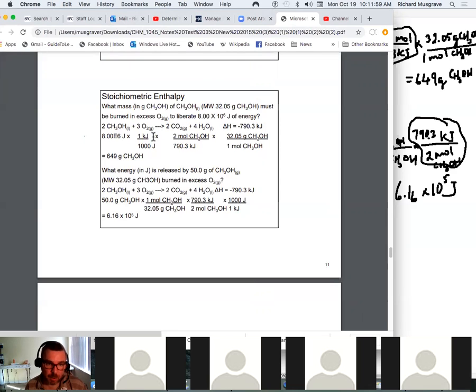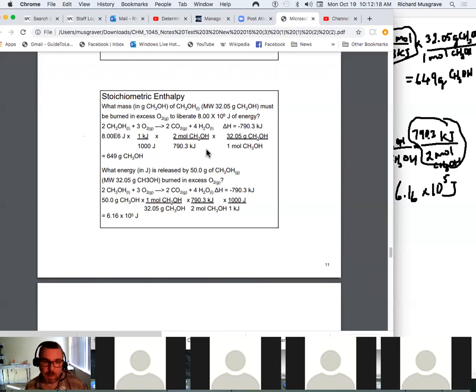Just like 3 moles of O2 or 2 moles. See, I could ask for anything here. I could ask for O2, I could ask for CO2. You would just pick out the number in front, because that's how many moles are required to produce this amount of energy. And then you multiply it by the molecular weight.